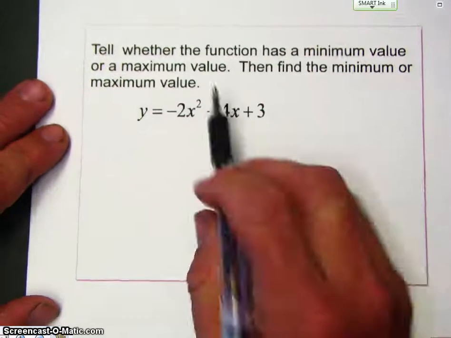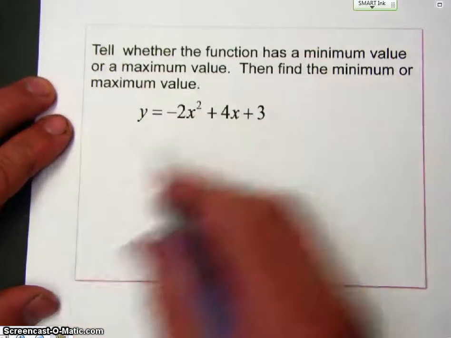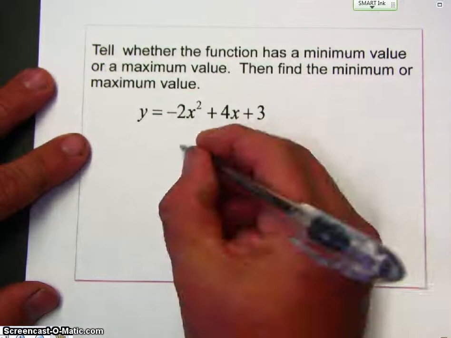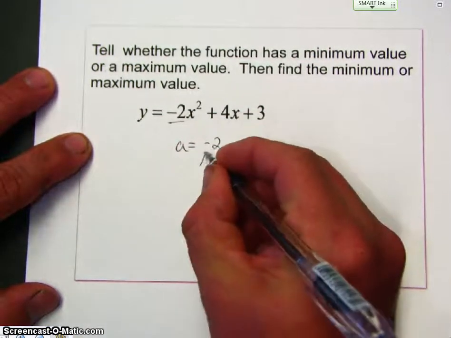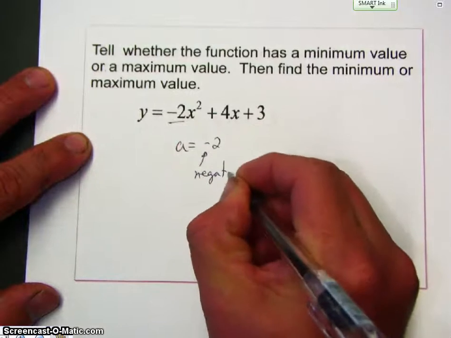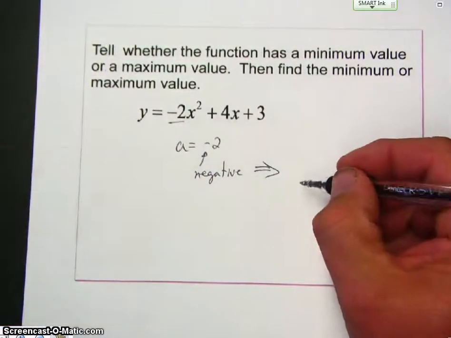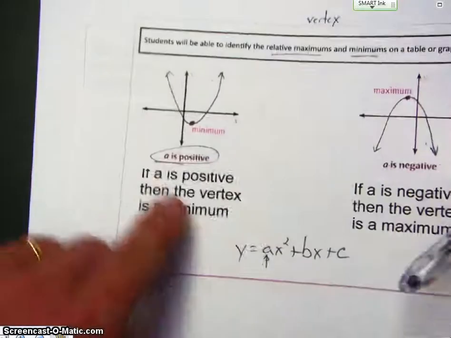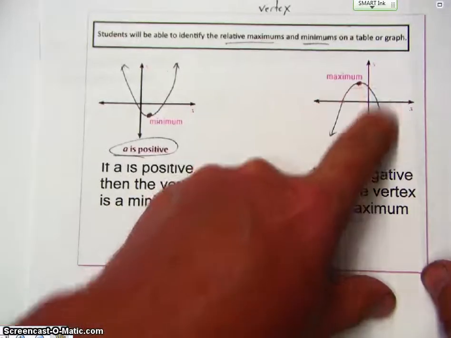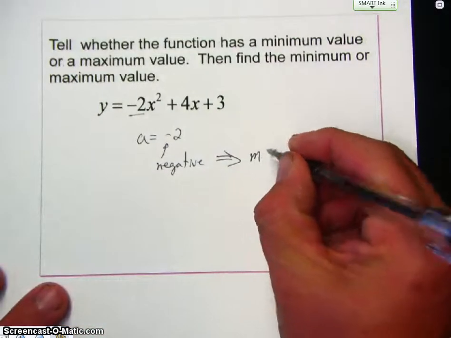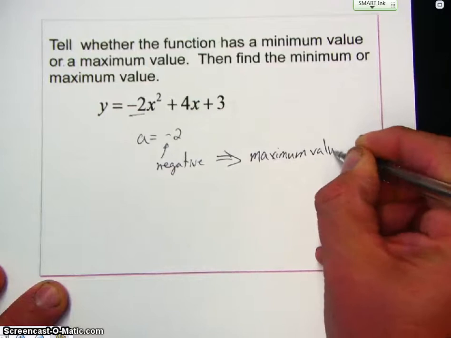Tell whether the function has a minimum value or a maximum value. So right there we want to know what A is. A is negative 2. Since it's negative, that means I have a max. So I have a maximum value.